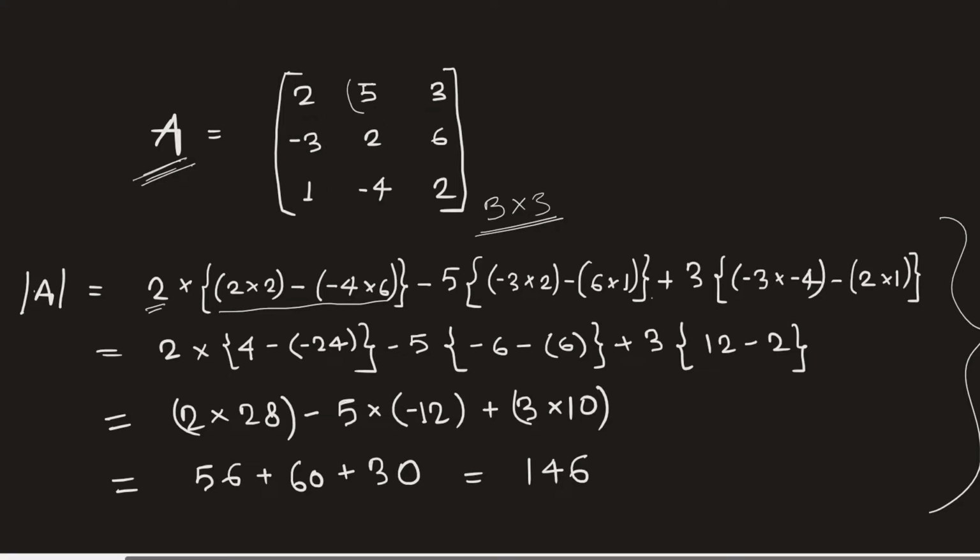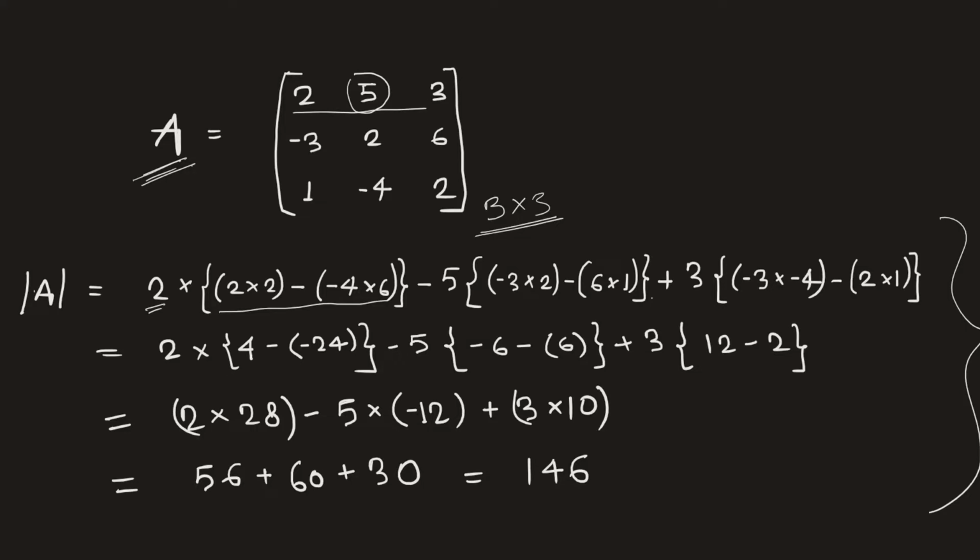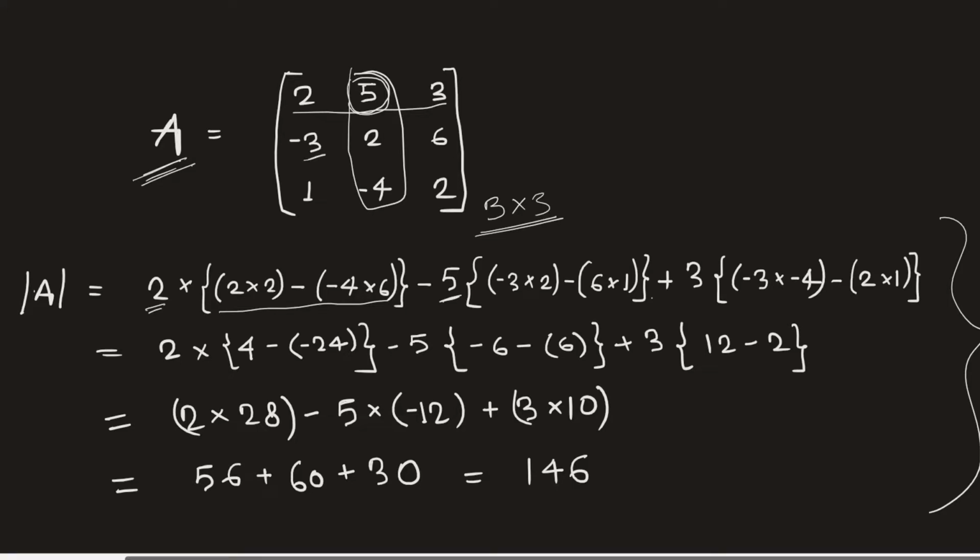Secondly, we consider the next element, which is 5, and again we will exclude the top row and the corresponding column. So we will take 5 and put it here, and then we will calculate the determinant for these 4 elements, which is 3 multiplied by 2 minus 6 multiplied by 1.